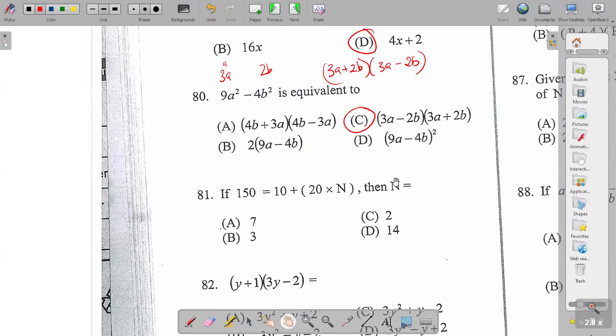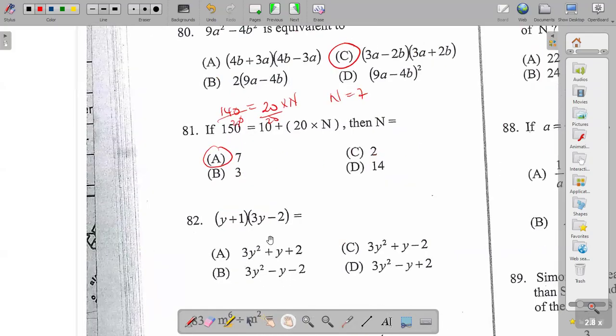If this, so we need to solve for n, all right? So obviously we carry over this. So that's 140 is equal to 20 times n. So we divide by 20 on both sides. Zeros cancel too. So n is equal to 7.